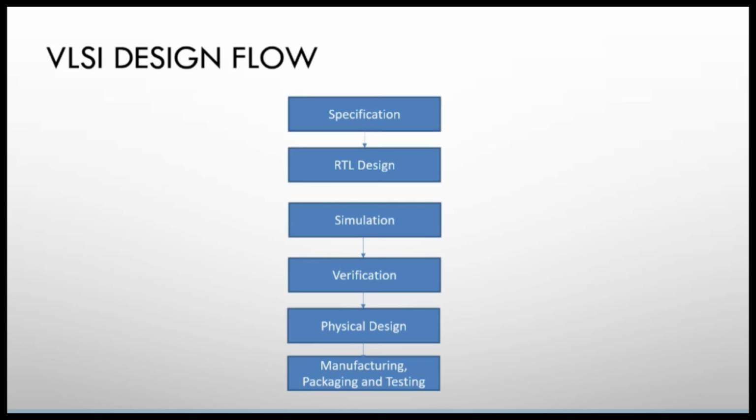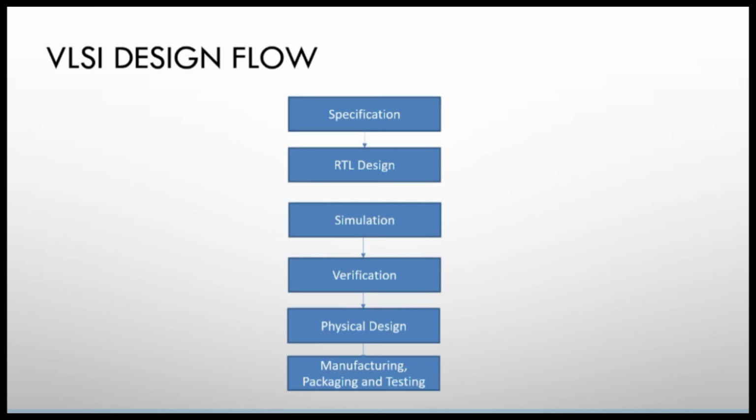Then after verification it goes to the physical design, then manufacturing, packaging and testing. So this is the design flow: when you are designing something in VLSI, these are the steps you undergo, right? Based on these steps, VLSI is categorized into two parts: front end VLSI and back end VLSI.